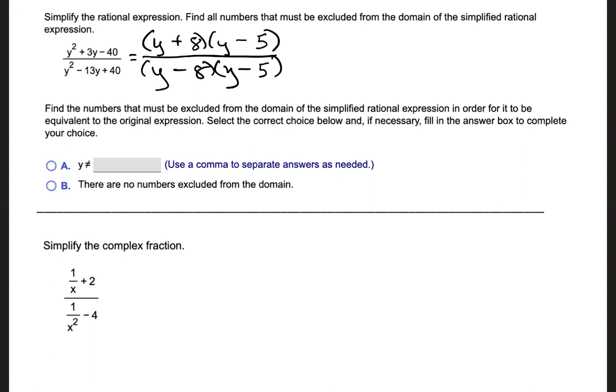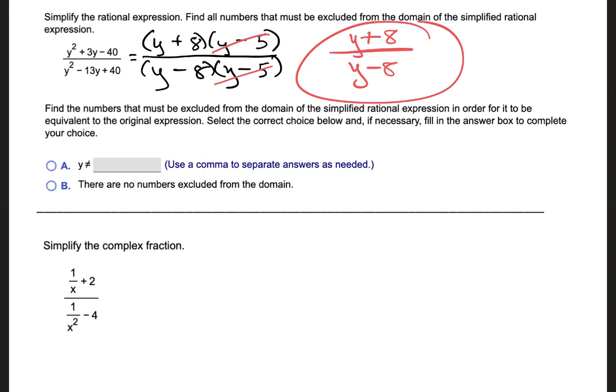Negative 8 and negative 5 is negative 13. So it did factor. Okay, this is a two-part question, so pay attention. The first one, they want to know what happens when you simplify it. To simplify it, you can cancel out common factors, right? So simplified, your answer would be y plus 8 over y minus 8. That's simplified. That's the first part.